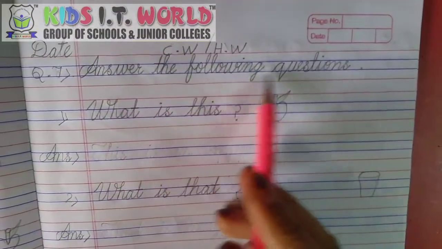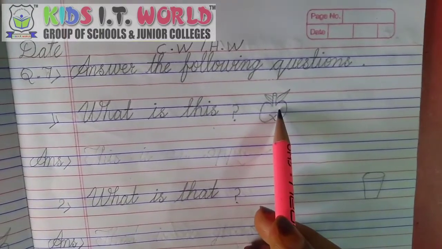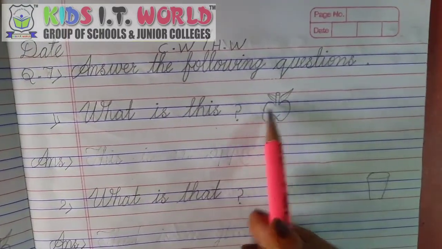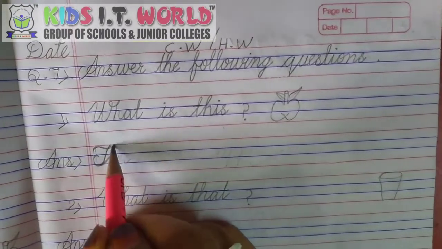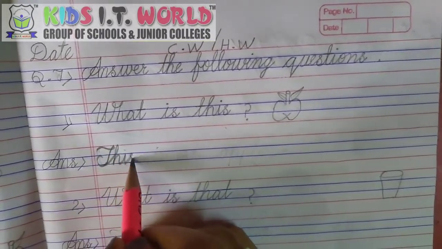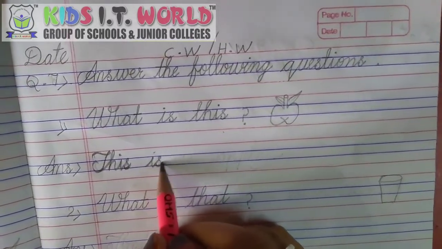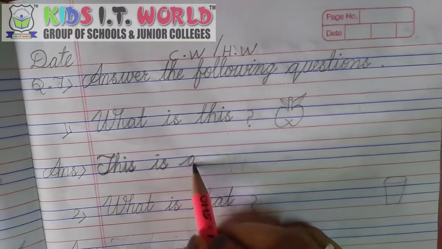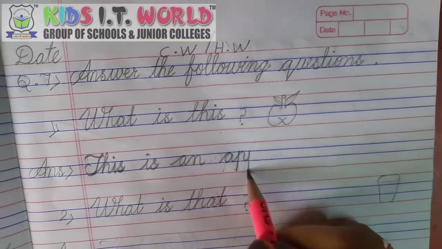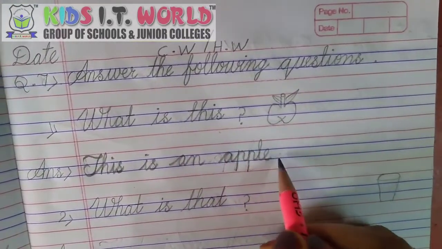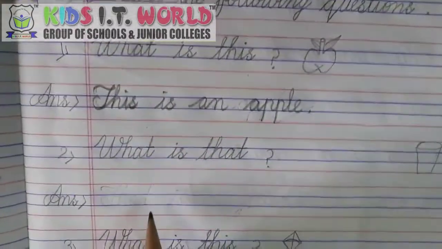Answer the following questions. What is this? This is an apple. Okay, because it is near from the sentence, that's why we are writing here this. Okay, this is an apple. An apple. Full stop. You have to write the question also and the answer also.